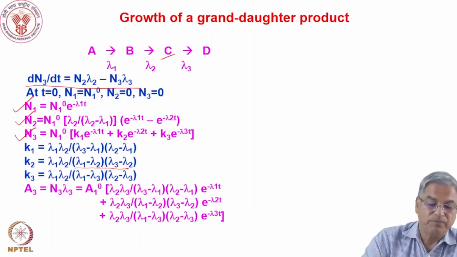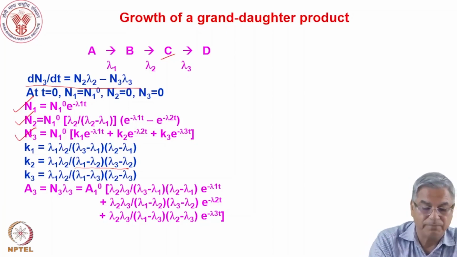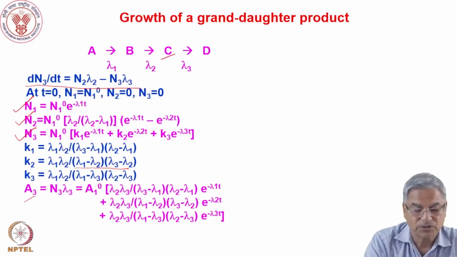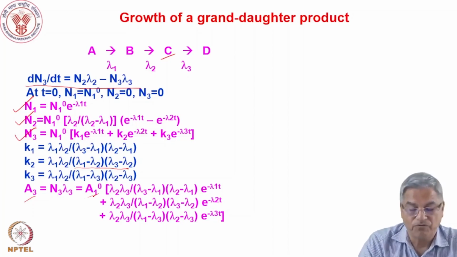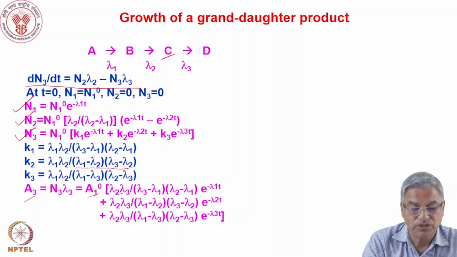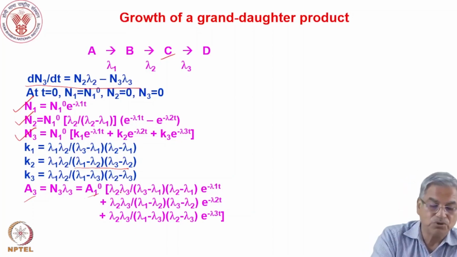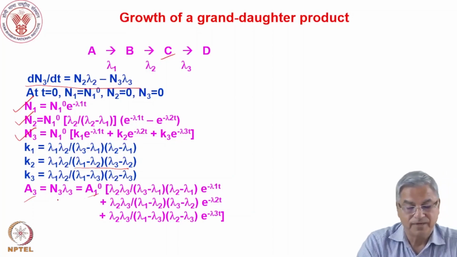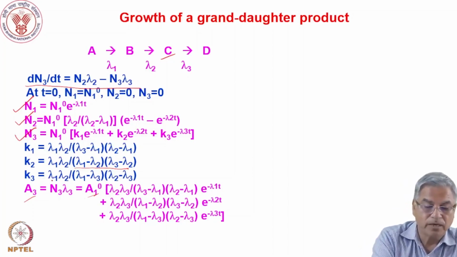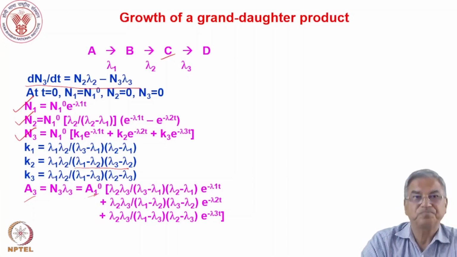And then you multiply this number of atoms by lambda 3 to get the activity. So the activity of C as a function of time will be A10, the initial activity of the parent, into lambda 2 lambda 3. The lambda 3 term has come because you are multiplying N3 by lambda 3, and the lambda 1 term has gone into A10.